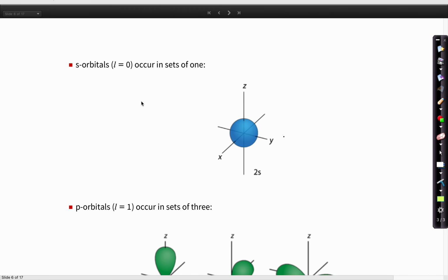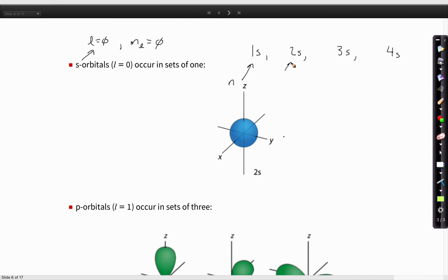Okay, so let's just go through and look at the standard examples. What if we have L equals 0? Well, then the only value of m sub L is 0. That's the only one we can have, which means L equals 0 orbitals, which are s orbitals, occur in sets of 1. So we can have a 1s orbital, a 2s orbital, a 3s orbital, a 4s orbital, but we only get 1 s orbital per principal quantum level. So that's an n value.